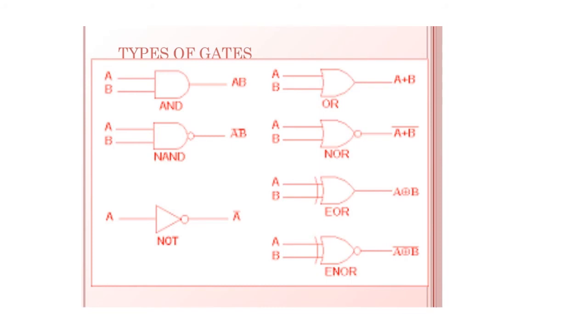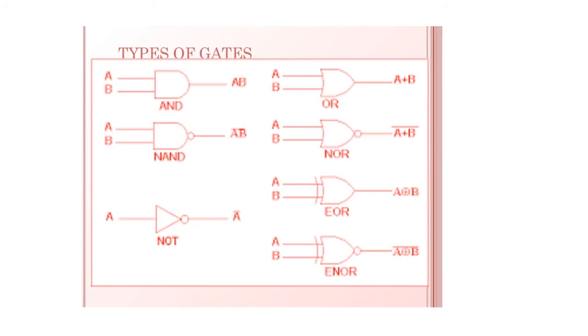And the third one is a NAND gate. So a NAND gate is a combination of an AND gate and a NOT gate. That is, A and B are given to a NAND gate, and then we can see a bubble at the end of the AND gate. So an AND gate followed by a bubble is called a NAND gate, and the output is AB the whole bar.